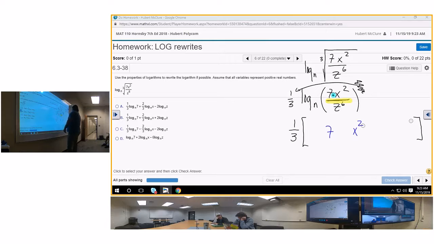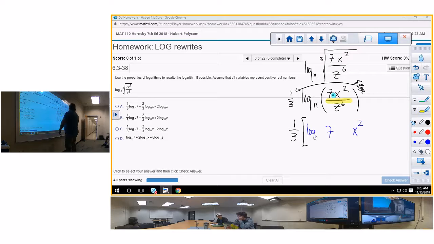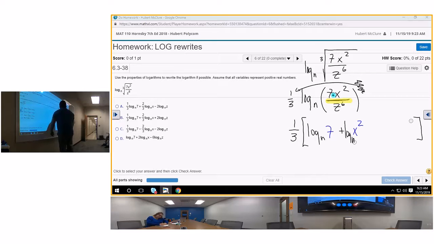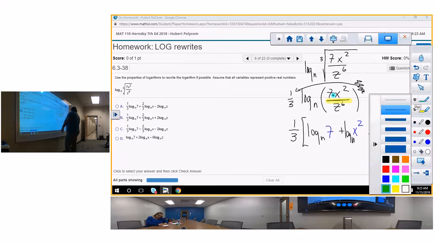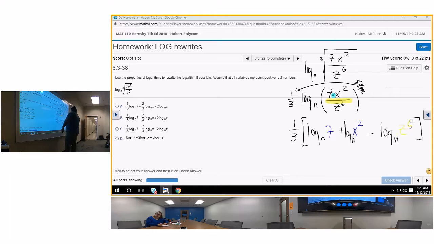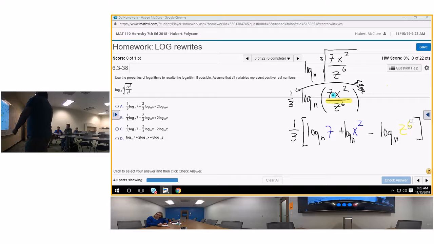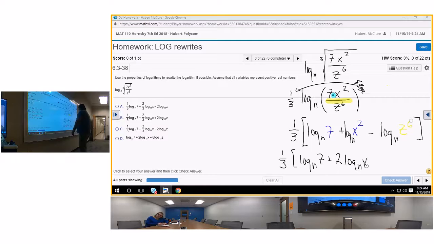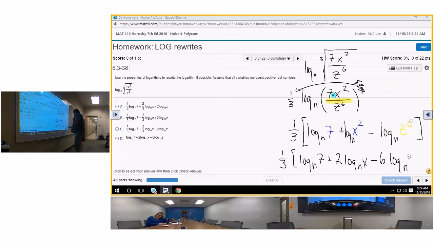And that's going to be 7 and x squared. And that's going to be log base n of 7 plus log base n of x squared. And then I'm going to minus, and then that's going to be log base n of, and I'll do this just to piss y'all off, z to the 6. It's too bright. I can't see. Okay, now, what can we do with the power rule on the 2 and the 6? Bring it out, and we get 1/3, brackets, log base n of 7 plus 2 log base n of x minus 6 log base n of z.